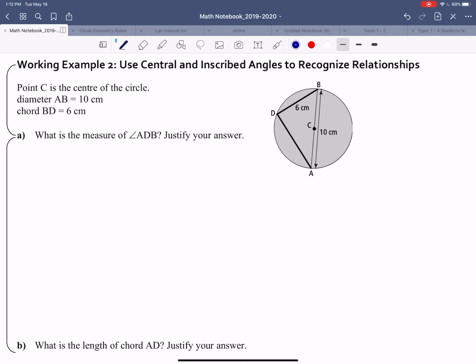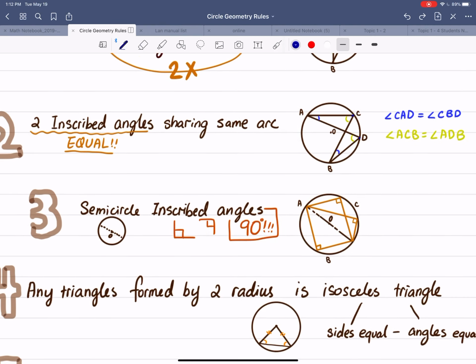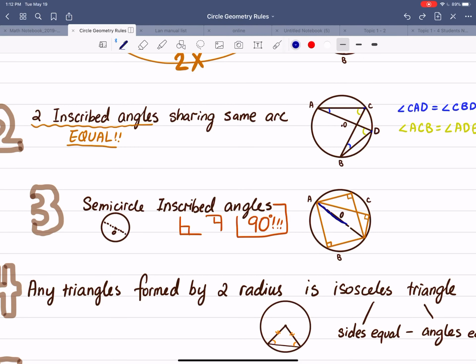I'm just going to read the question first. C is the central point of the circle. Diameter AB is 10. Chord BD is 6. According to our rule here, do you see that this is a semicircle? You have a diameter labeled for you, so that rule pops to our head. If the chord is a diameter, so the arc is half of the circle, then the inscribed angle based on the semicircle is 90 degrees. It's a right angle.